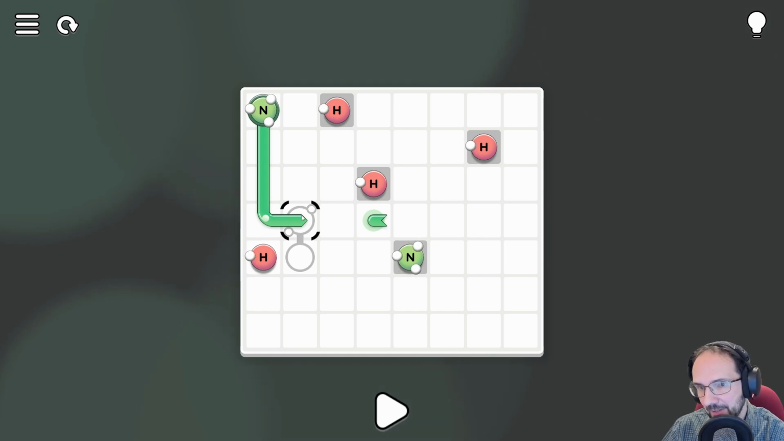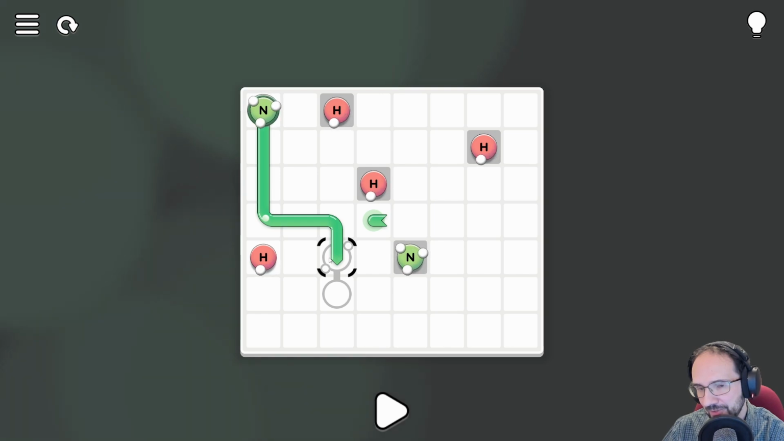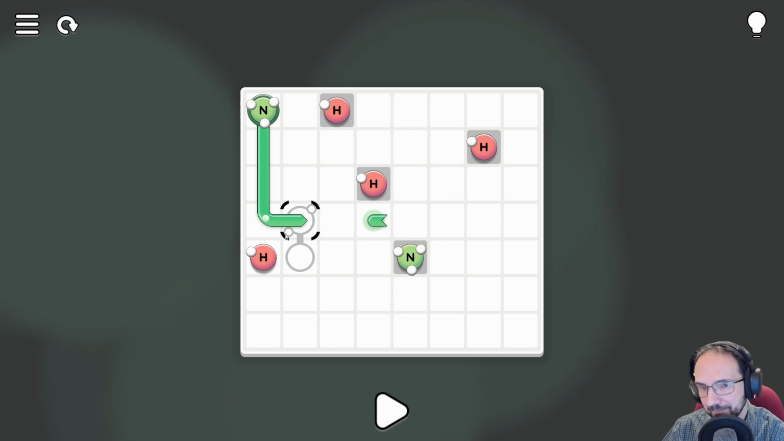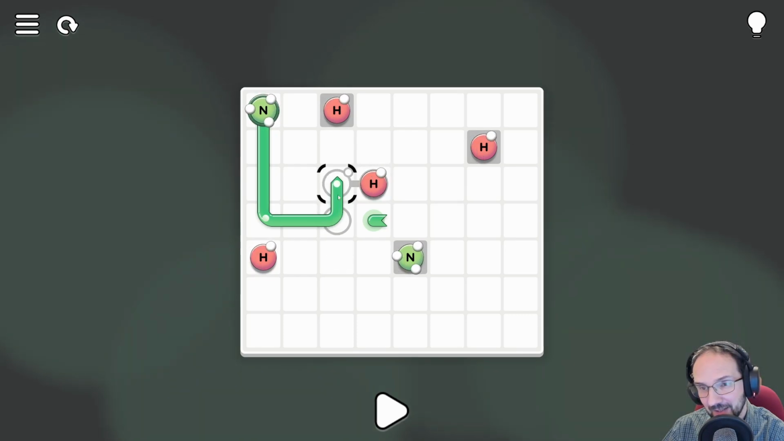Okay, so let's grab you, and maybe we just go... We can choose where we want to bond the nitrogen. Let's bond him to the top of us. Oh, and it's going to use 2 bonds. That's a problem, because that only leaves us 1 bond left. Fine, in that case, we've got to pick up one of the hydrogens, so maybe you? Oh, but then we can't get out.